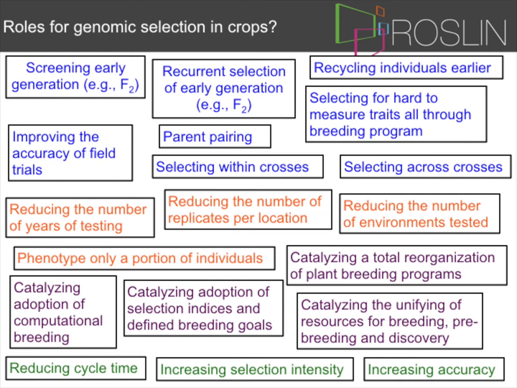I could improve the accuracy of my field trials by incorporating a genomic relationship matrix, first in the design of those trials, but then in the analysis of those trials. I can pair my crosses and select within my crosses in some way. At the next level, I can think about reducing the number of years of testing I might do in my breeding program. I can reduce the number of replicates per location. I can reduce the number of locations. Or I could think about, in the extreme, only phenotyping a portion of my individuals and relying on genomic predictors to fill in the missing information.